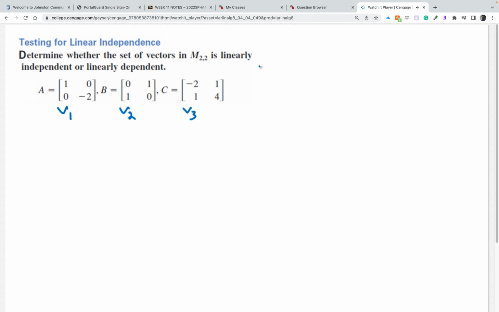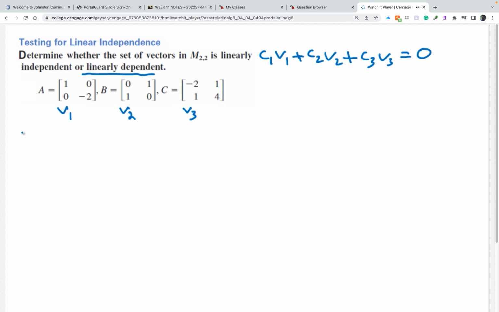Now our test for linear independence says that if we take C sub 1, a constant, times the vector v sub 1, plus a constant C sub 2 times the vector v sub 2, plus a constant C sub 3 times the vector v sub 3, and set that equal to 0, if we get only a trivial solution, then we'll be linearly independent. But if it's possible to get a non-trivial solution, then we'll be linearly dependent. So what we'll do is we'll set this up.